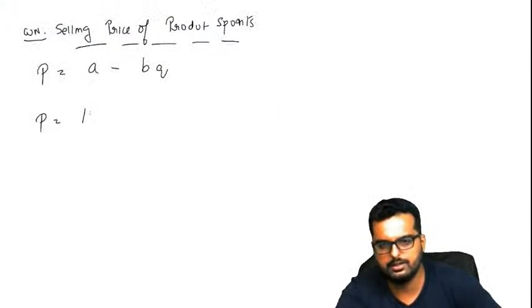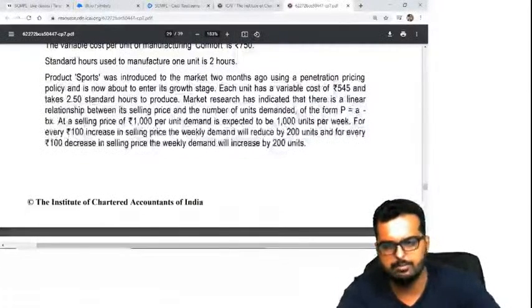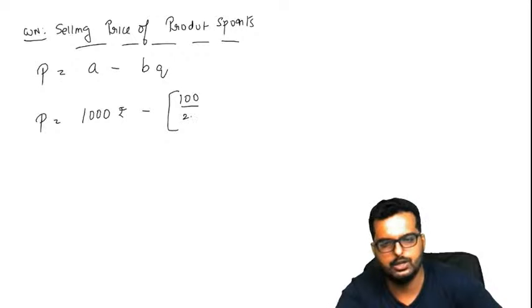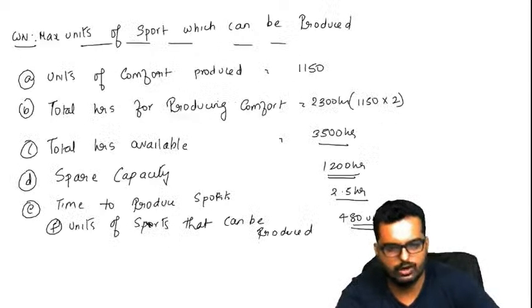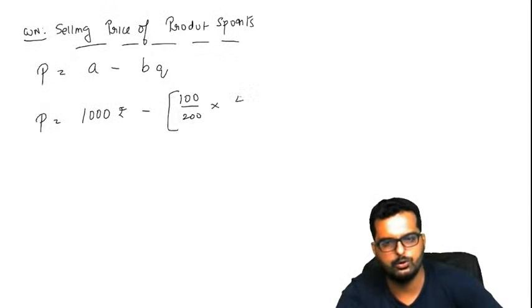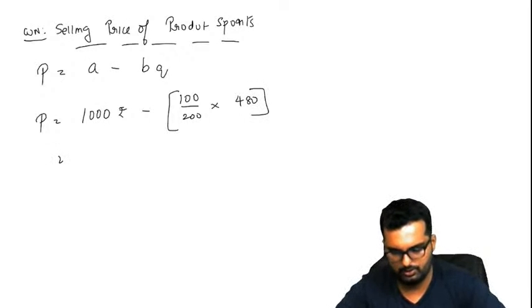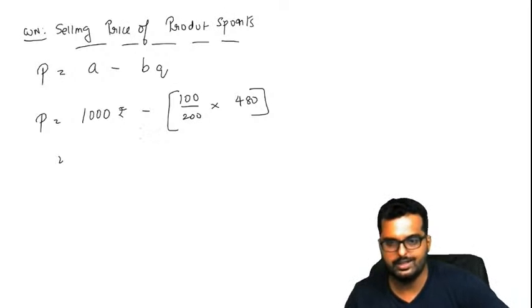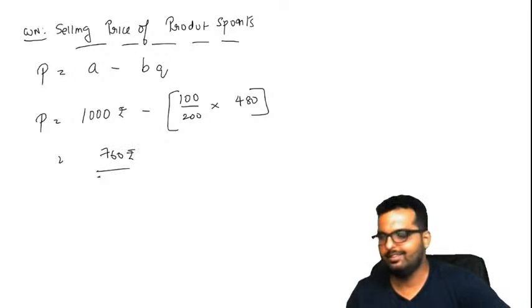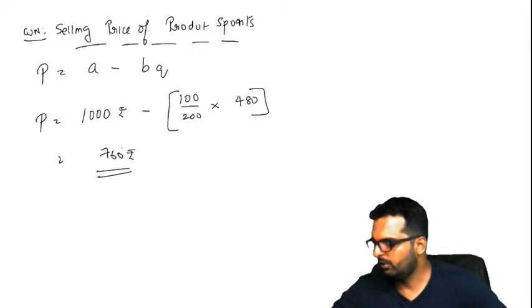So now here it will be 1000 rupees minus B, which is change in price, that is 100 by 200, into the quantity over here. How many units can you produce over here? Only 480 units, am I right? So what is 100 by 200 into 480? 240. So 1000 minus 240, you get the answer as how much over there? 760 rupees. Can you write down that?